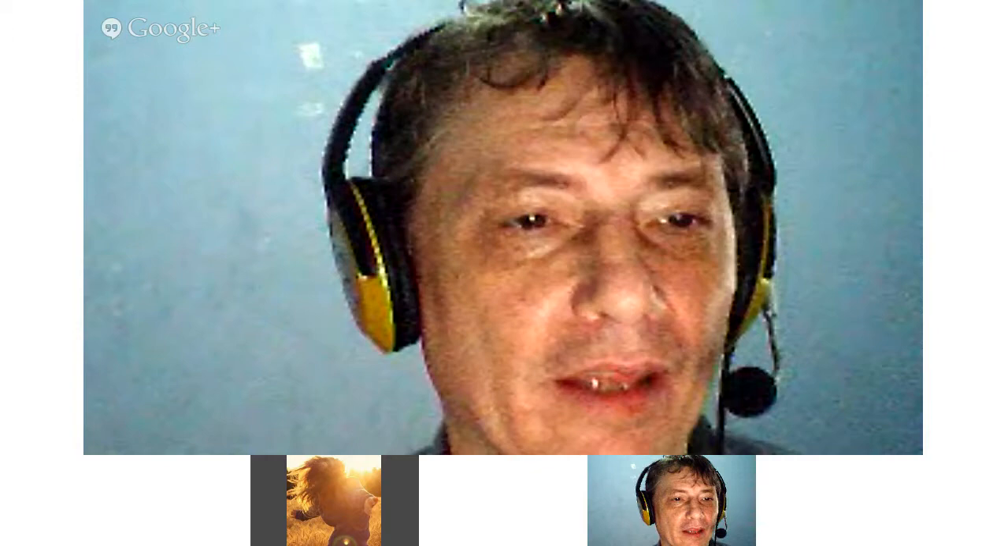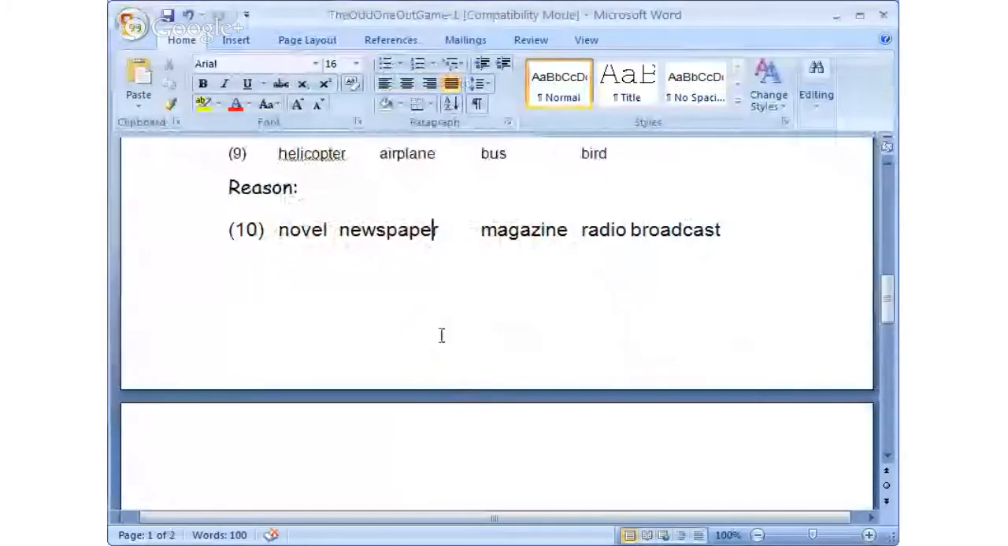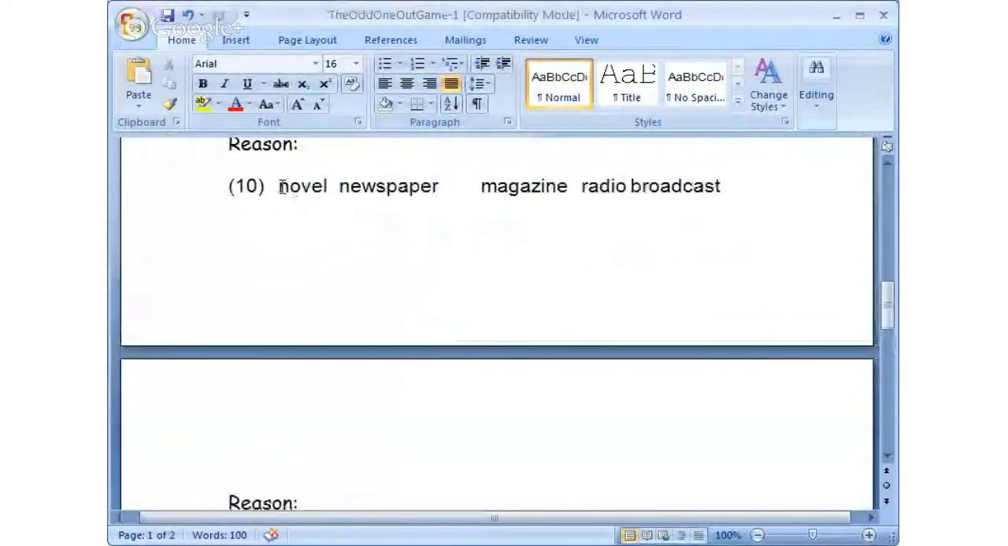Okay, so viewers can see what we're doing here, let's start our game. I'm going to do a screen share with you. Again, the object is, I'm going to show you four words, and you have to decide which word is different and why. So here are our first four words: novel, newspaper, magazine, and radio broadcast.